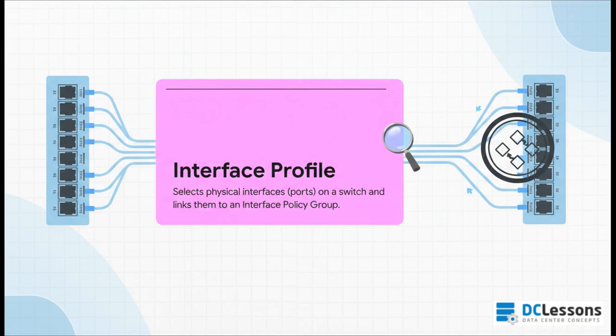First up in this hierarchy is the interface profile. Its whole purpose in life is to select a specific set of physical ports, like, say, Ethernet 1/1 all the way through 1/10, and then associate them with one of those interface policy groups we just made. This is the step where you finally link your bundle of rules to a concrete set of physical ports.